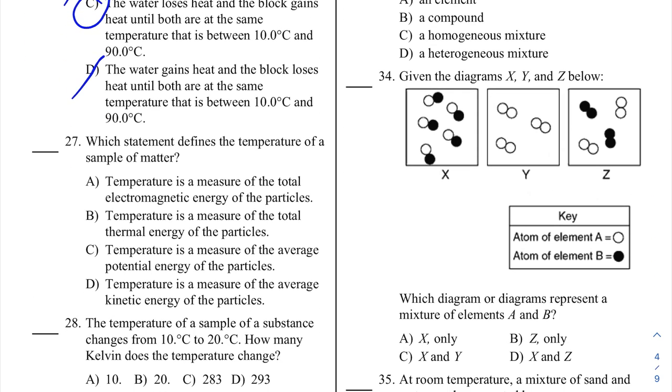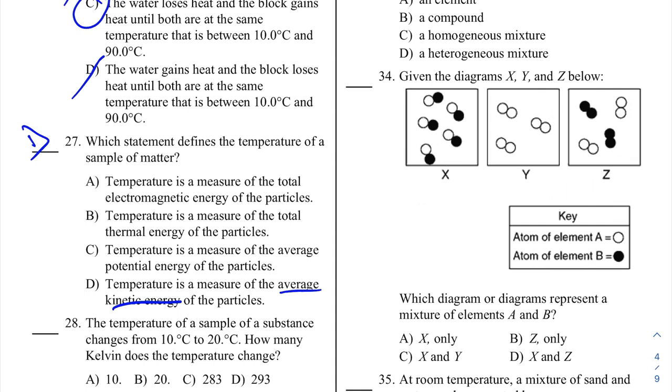Which statement defines the temperature of a sample? Temperature is a measure of the total electromagnetic energy, total thermal energy, average potential energy, average kinetic energy. So this is one of our favorite definitions. It's average kinetic energy. Be careful. Temperature is not a measure of total thermal energy. Thermal energy is heat, and heat and temperature, they are slightly different.